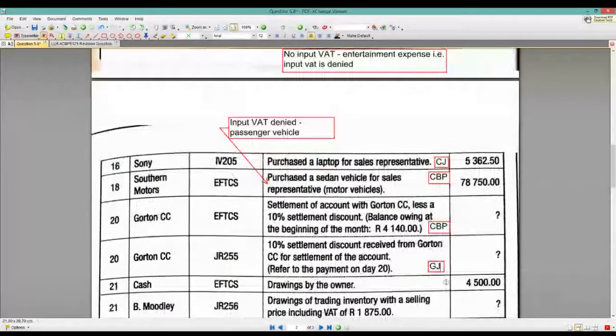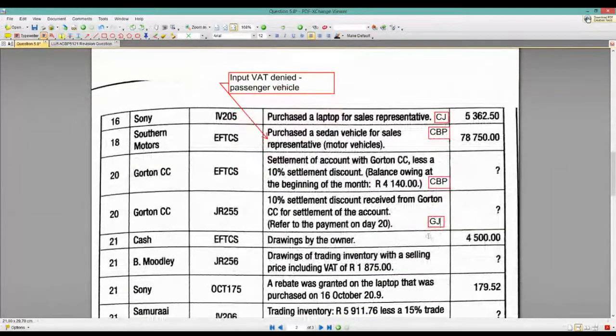Then on the 21st, the drawings by the owner. Okay, so this is cash drawings, so this is part of your cash book payments. Then we've got a journal voucher number, drawings of trading inventory with a selling price of 1,875. So this will go to your general journal.